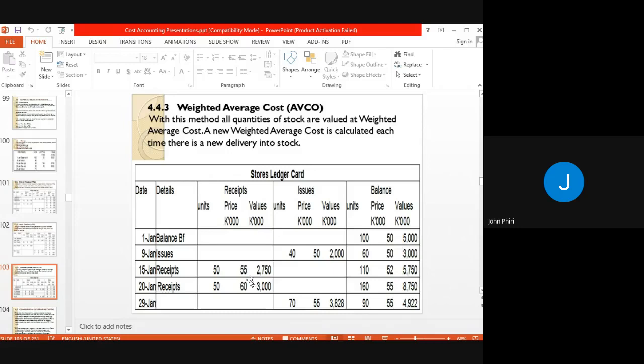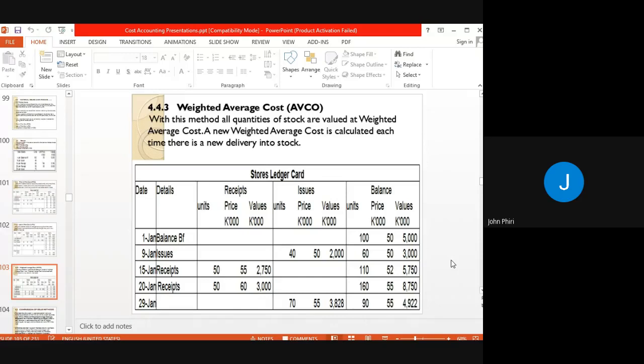Now let's go on to the 15th of January. We got receipts: 50 units at 55, sorry, and amount 2,750. Have you seen now when it comes to balance? What have we done? We are now adding 50 units plus 60 units. I hope you noticed that. 50 units plus 60 gives us 110.